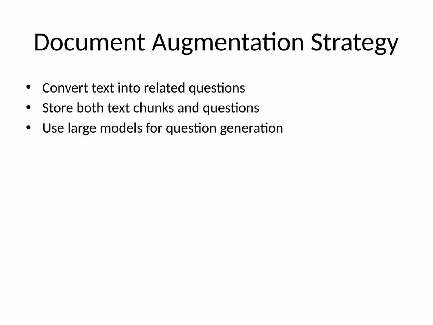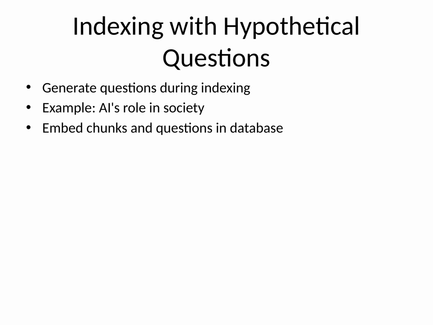The fifth improvement strategy is document augmentation, which involves converting the original text into a series of related questions. This means storing not just the text chunks, but also the questions they might answer, using large models to generate these questions. During the indexing phase, hypothetical questions are generated for each text chunk. For instance, if a chunk discusses AI's role in society, questions like, "Why is AI important?" are created. These are then embedded into the database alongside the text.